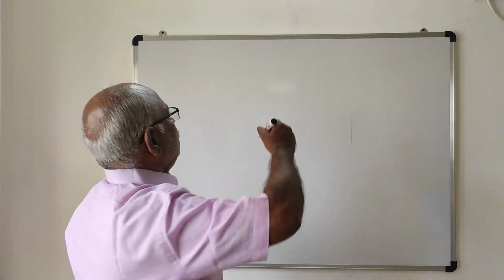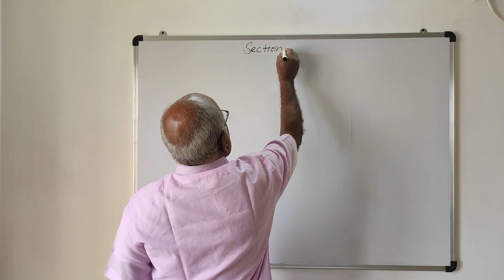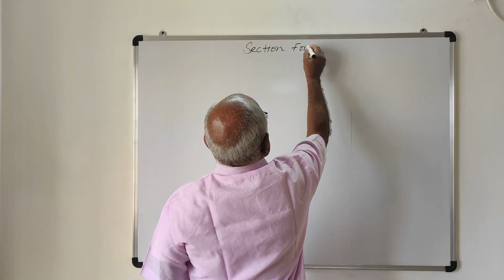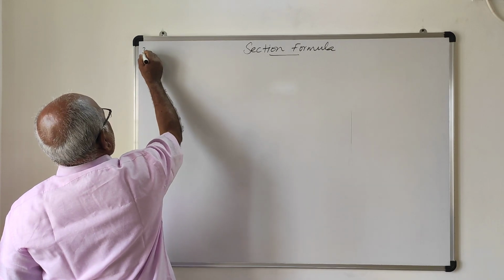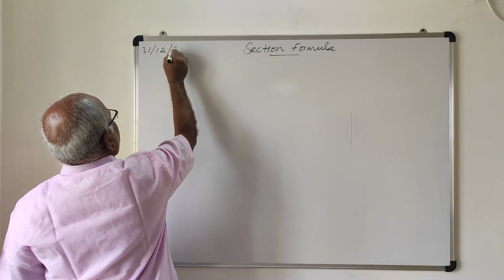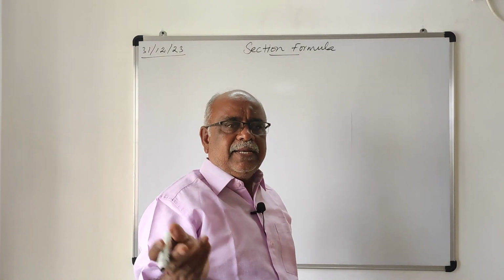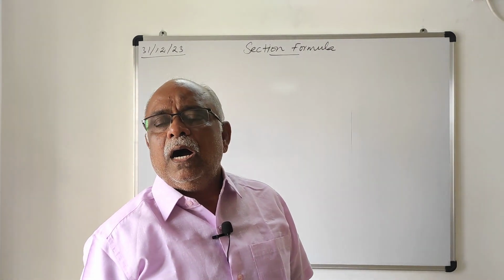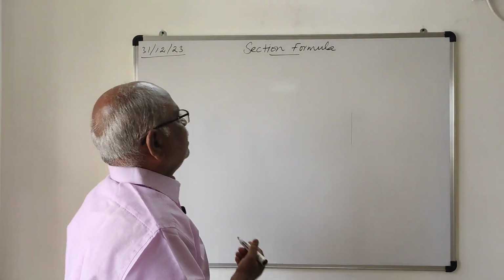In this video also I am going to introduce the section formula for external division. Section formula for external division, that is the position vector of the point R which divides the line segment joining the points P and Q in the ratio m:n externally.